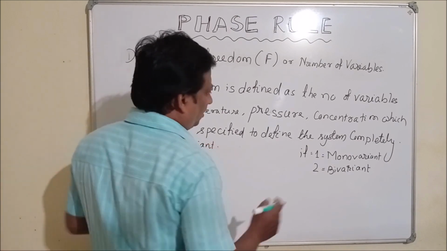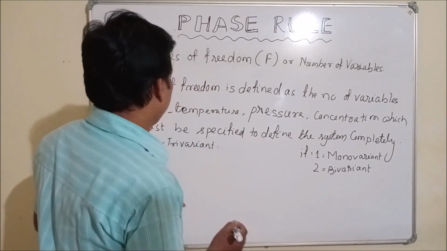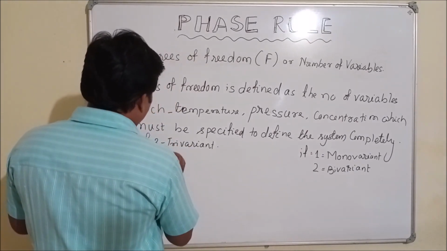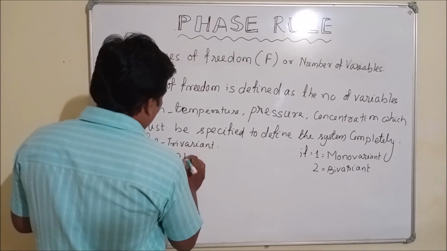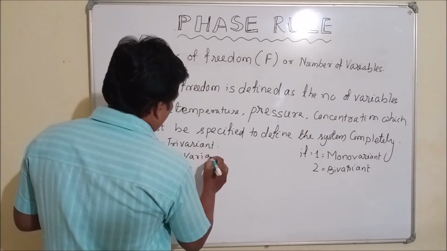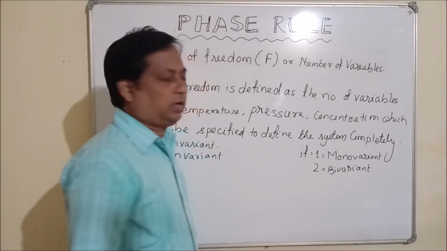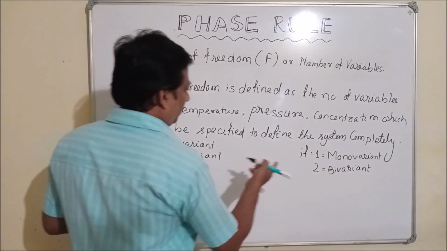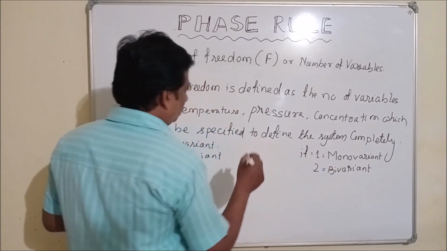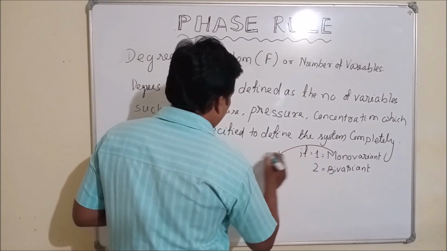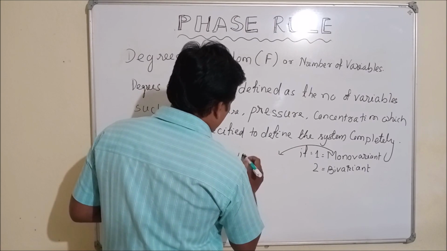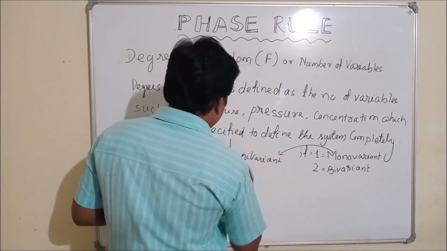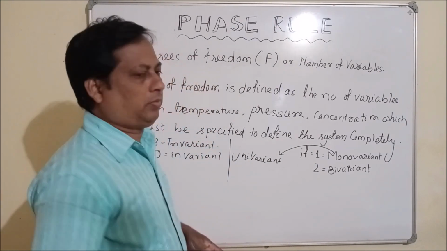So variate means number of variables. And if the number of variables is 0, then it is invariant. And if it is monovariant, it is also known as univariant.